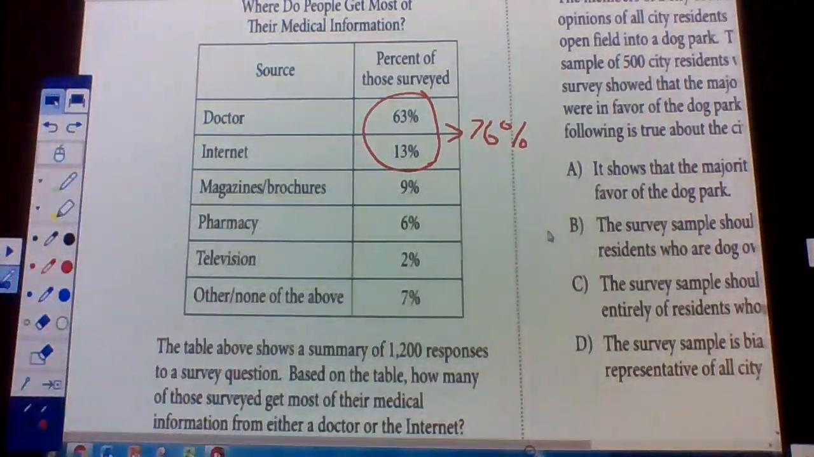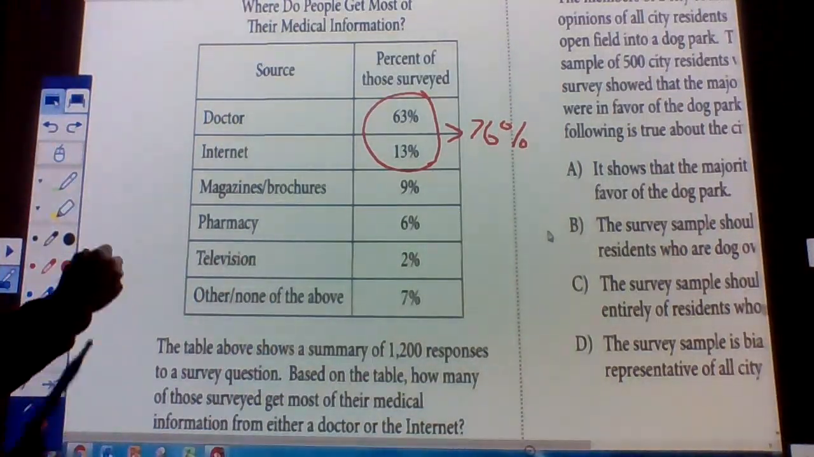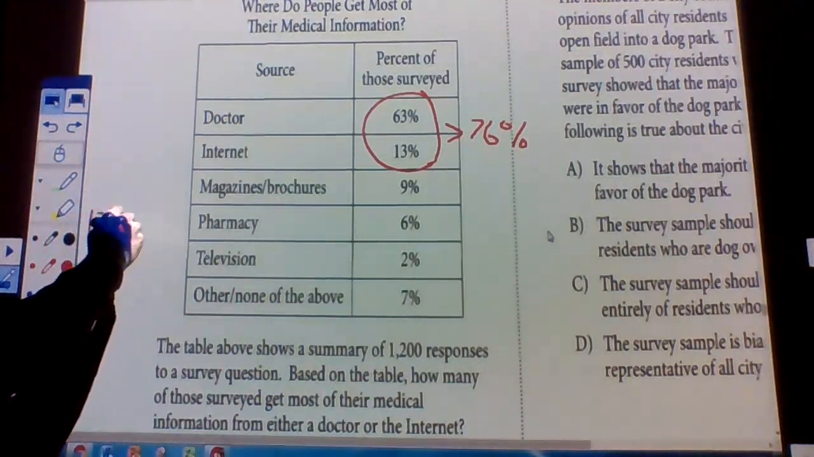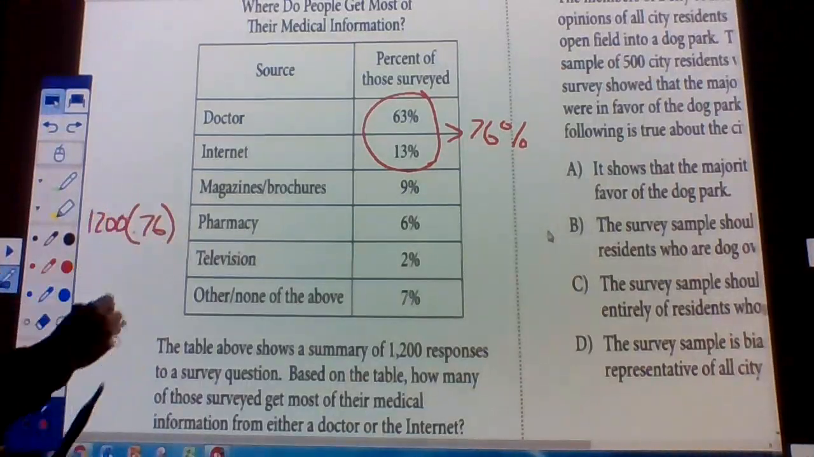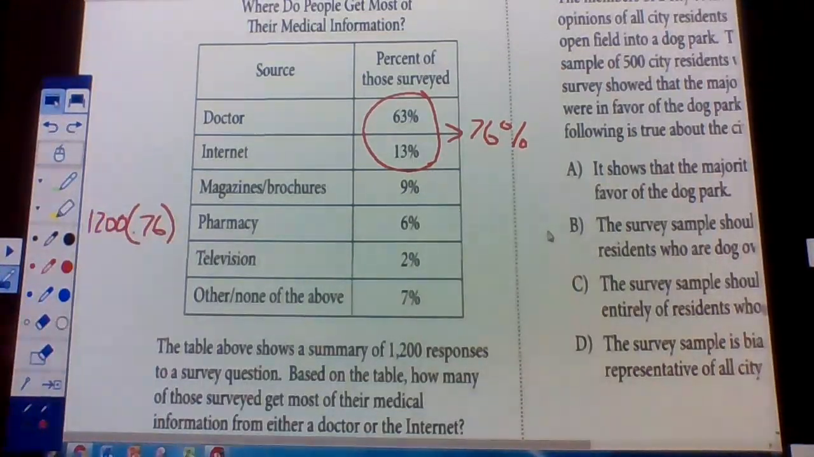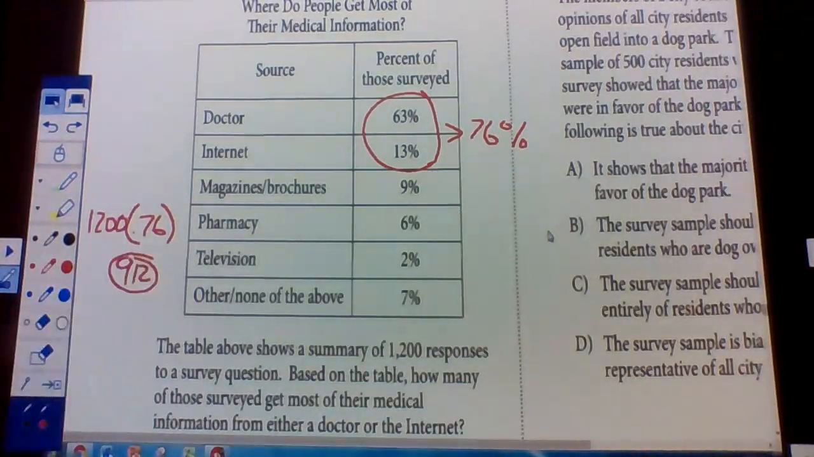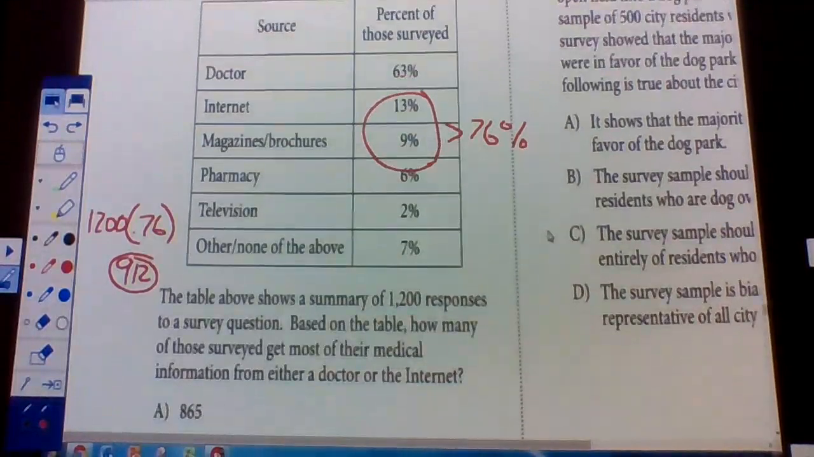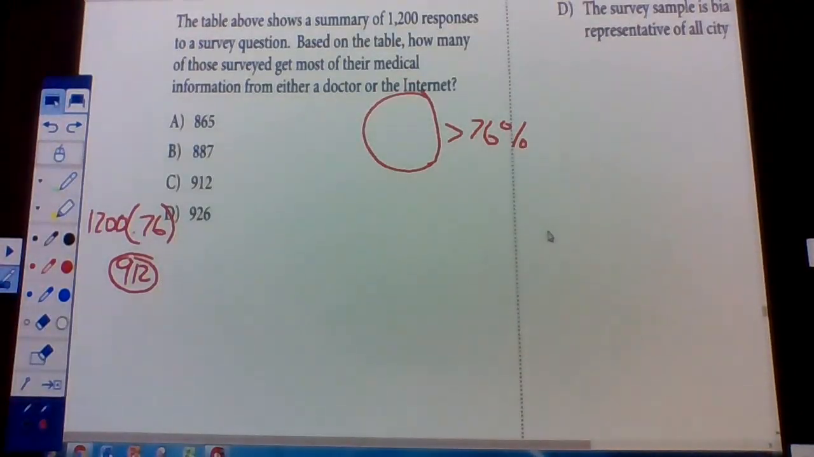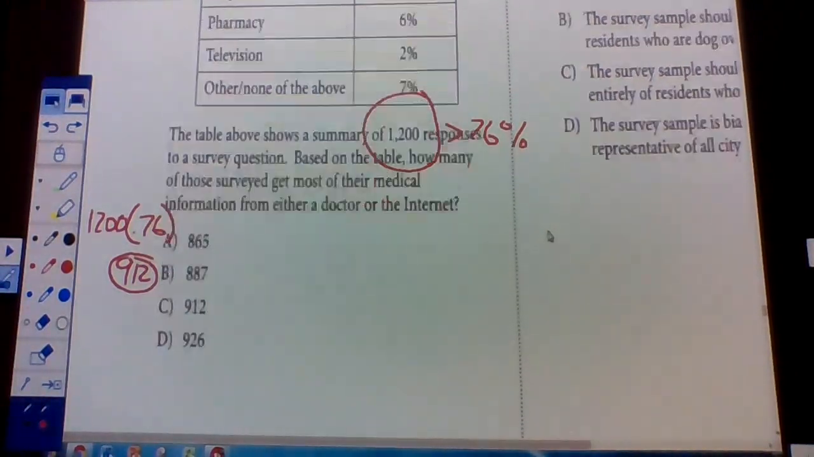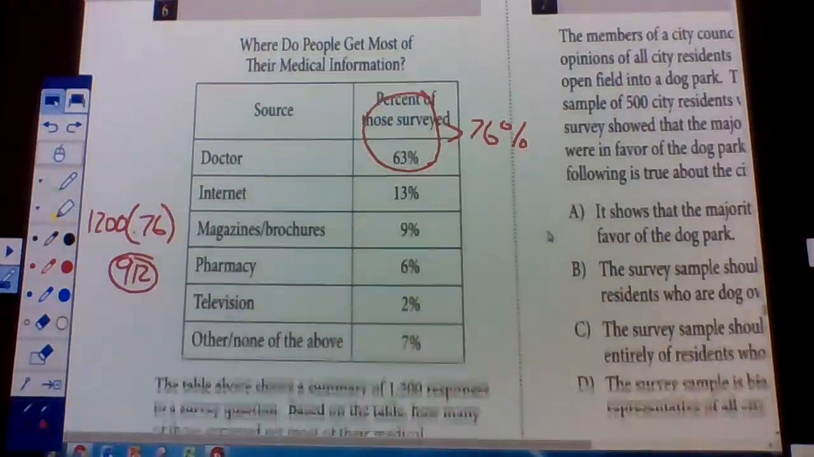Okay, you have 1,200 responses. So it's going to be 1,200 times 0.76, which is 912. So the answer should be 912, which is C. What number is this? 6.